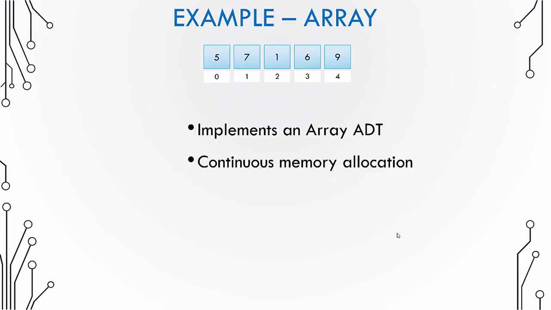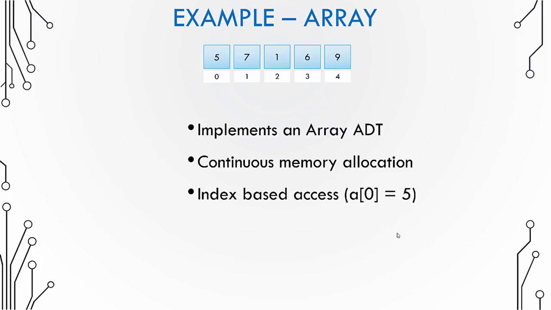And then for random access of an element, you provide an index based access. So in this case, if you are talking about C language, then A[0] will give you 5, A[2] will give you 1, and A[4] will give you 9. So based on the index, you can access an element inside the array.